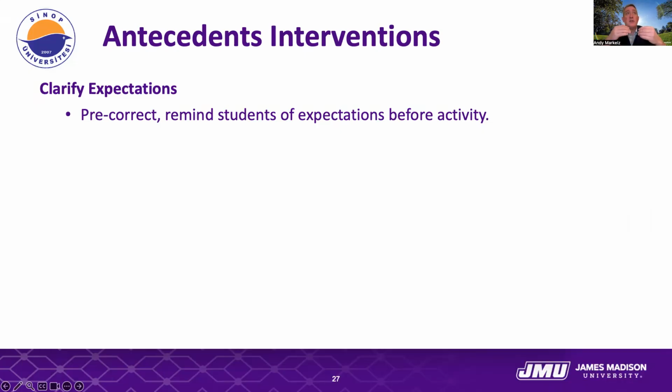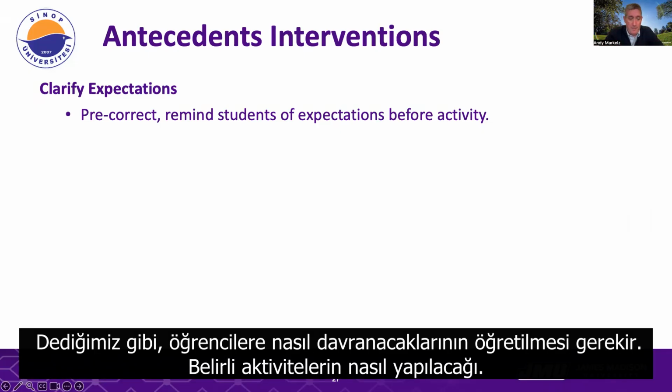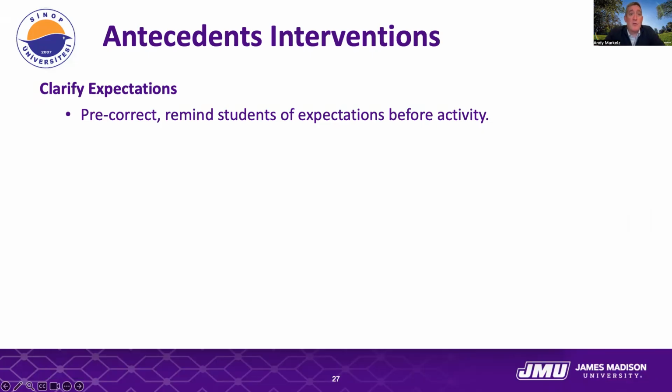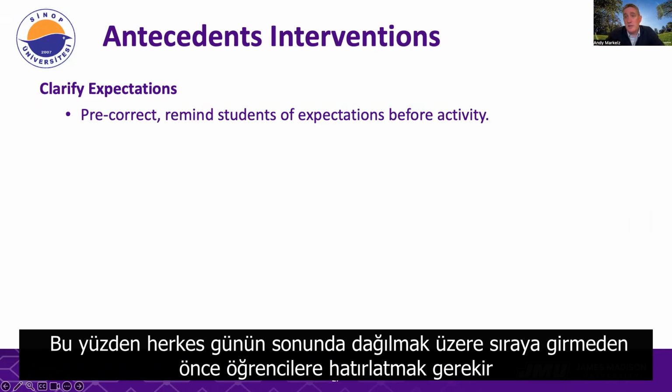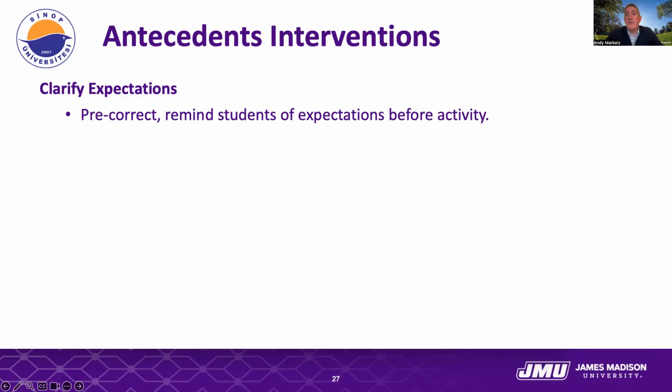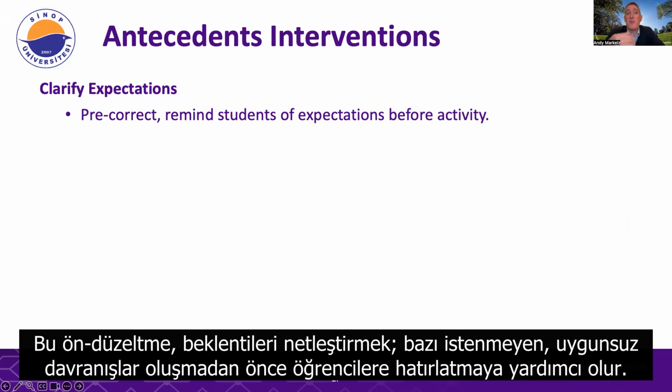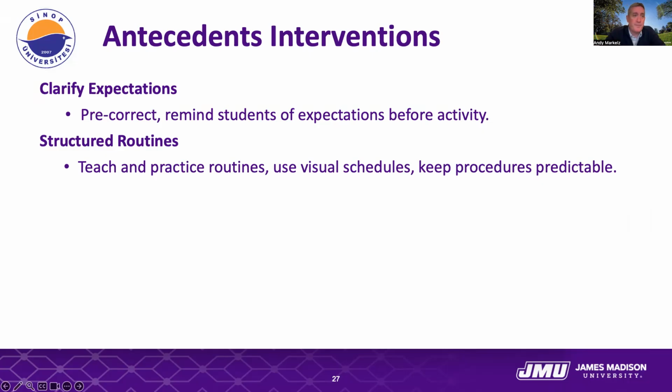So like we said, students need to be taught how to behave, how to do certain activities. They may not have the skill, they might not have had that practice. So before everyone lines up to be dismissed at the end of the day, reminding students, all right, this is how we line up. This is how we push in our chairs. This is how we get our bags. We keep our hands to ourselves. That pre-correction, clarifying the expectations, helps remind students before some undesirable, inappropriate behaviors occur.